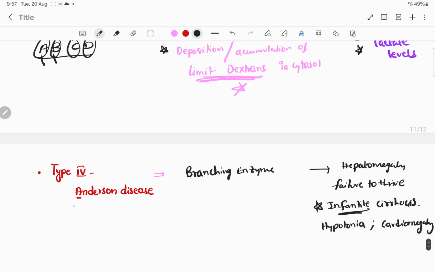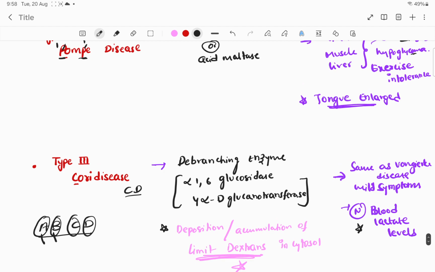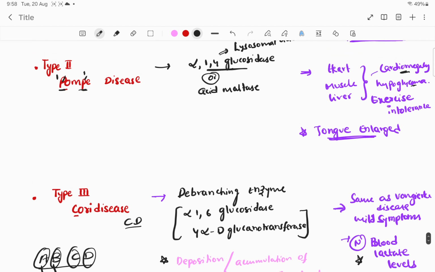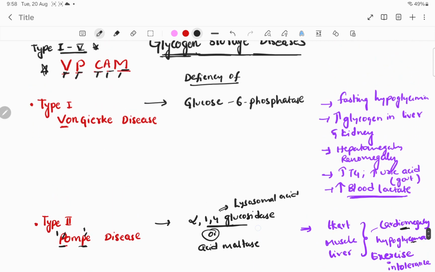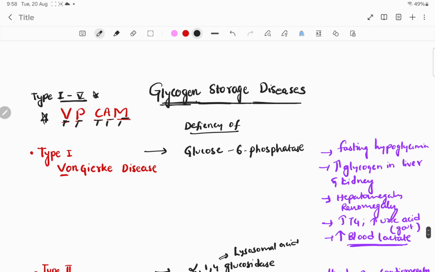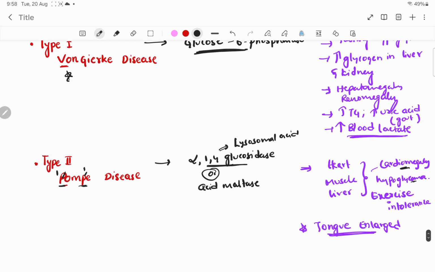And one more thing: the INI-SS question was Anderson's branching enzyme and Cori's debranching enzyme, match the following. What are the debranching enzymes? Alpha 1,6 glucosidase and 4 alpha D glucanotransferase. And in Cori disease there will be normal blood lactate levels, compared to Von Gierke's disease where there is increased blood lactate, and in Von Gierke's disease there is glucose 6-phosphatase deficiency. In Pompe's disease, the three structures affected are heart, muscle, liver, and the deficient enzyme is acid maltase or alpha 1,4-glucosidase.